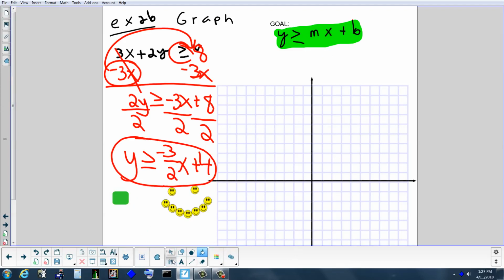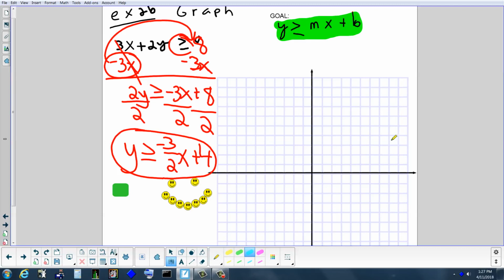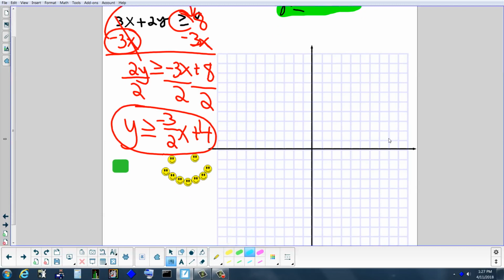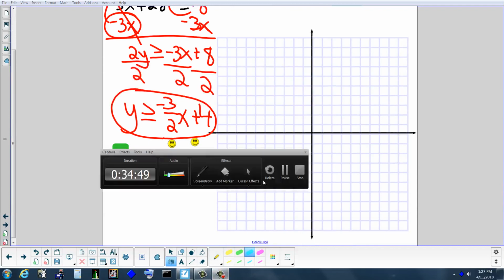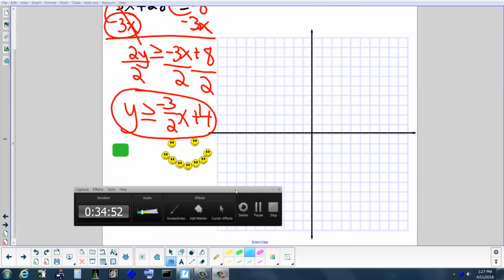All right. Now, at this point, because we've already done stuff like this before, I want you to graph it. I want you to draw your line correctly. And I want you to shade it.